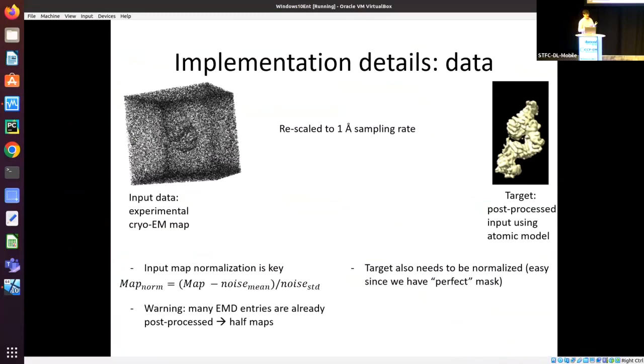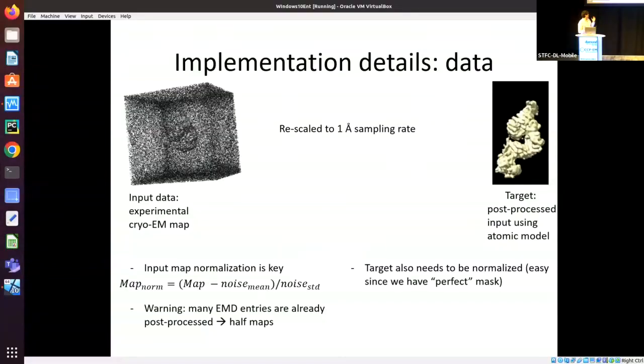And conceptually, it's simple. You just need experimental maps and high quality post-process maps. But if you go to the databases, there is a lot of variability and a lot of details, such as the coordinate origins of the maps and the PDBs. So it took a lot of time to collect a set of EMDB entries and PDB entries that were of high quality and that contained all the metadata we needed to be sure about the quality.